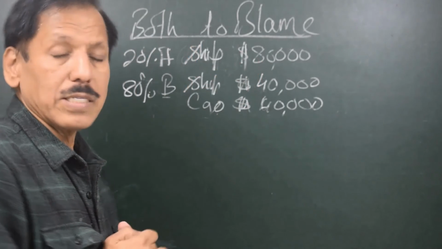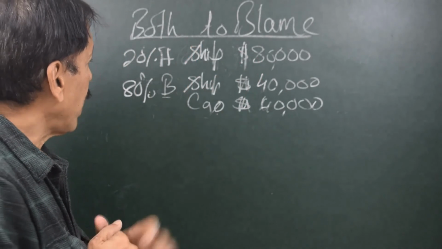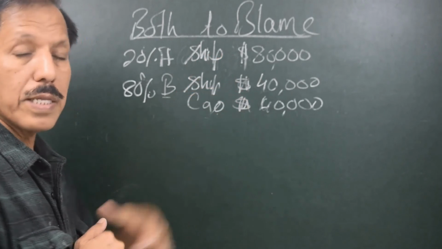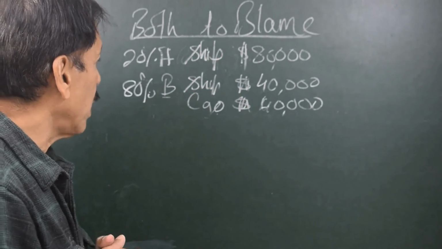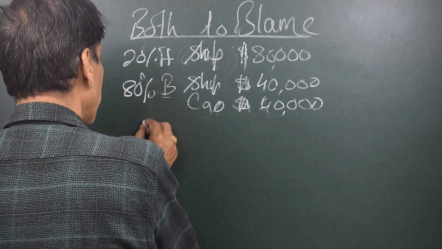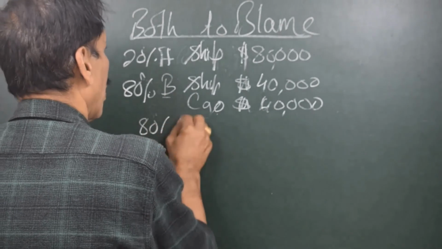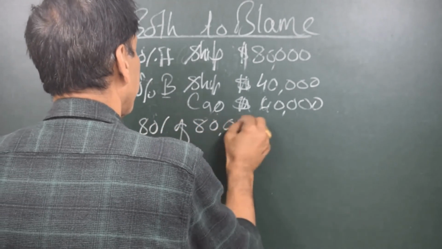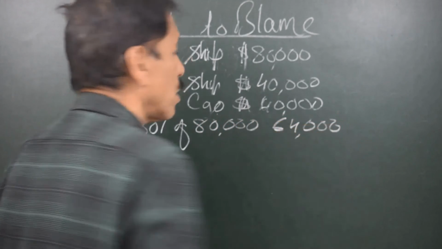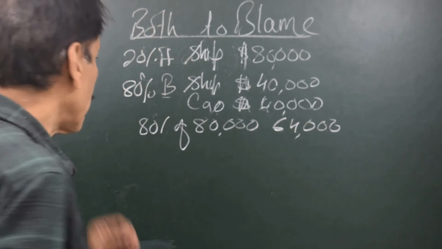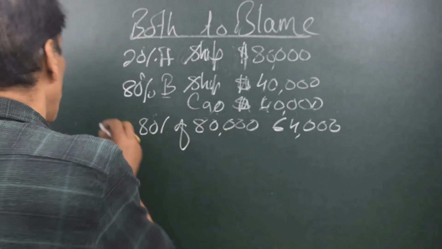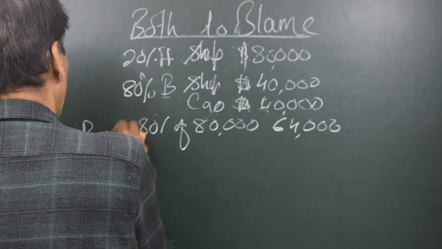So now as ship A is damaged and the liability is 20%, and B is also damaged, the liability in the collision is 80%. So how much will A get from B? He will get 80% of 80,000. That is 64,000, because this is not 50-50 liability now. This is proportionate liability. So 80% of 80,000 will go from B to A.